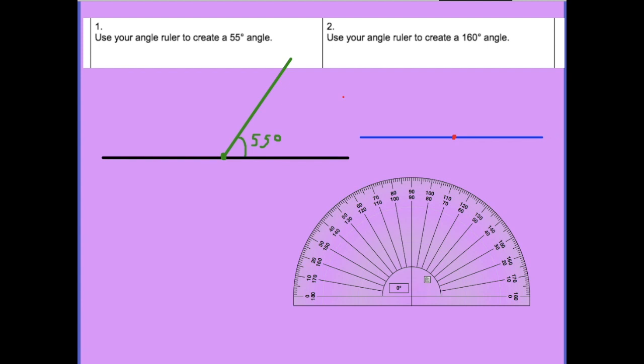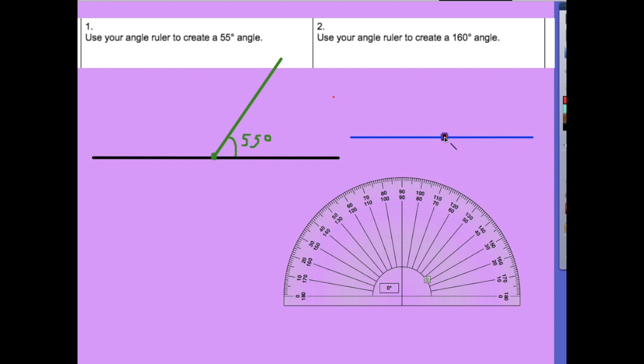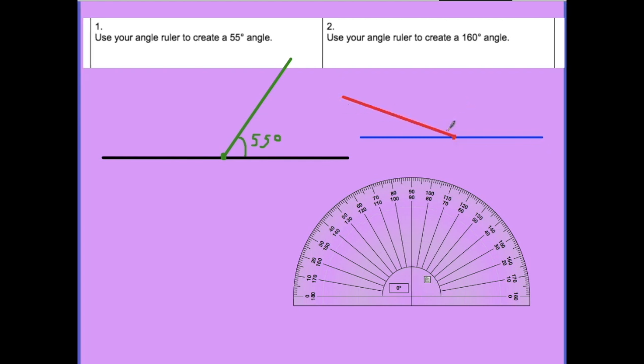Move my protractor down and go ahead and connect those. I'll also do that in red. And there's a 160-degree angle for us. Now we're going to make sure that we mark it on the right side because this is obtuse. So 160 degrees would go right there.